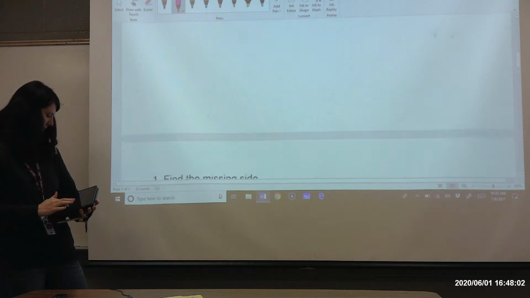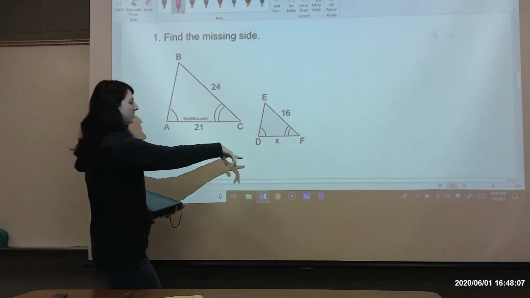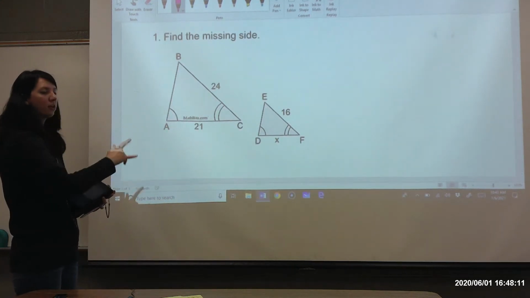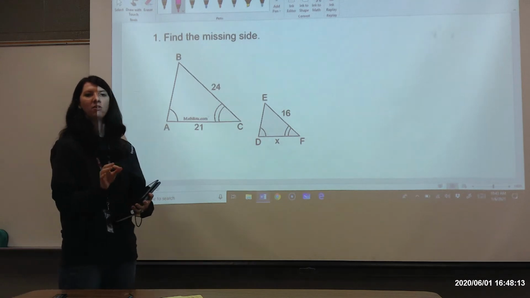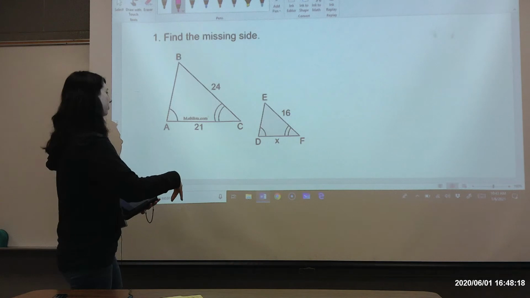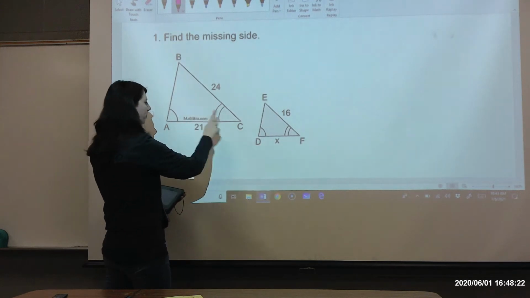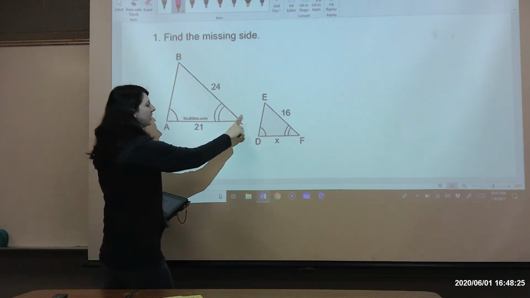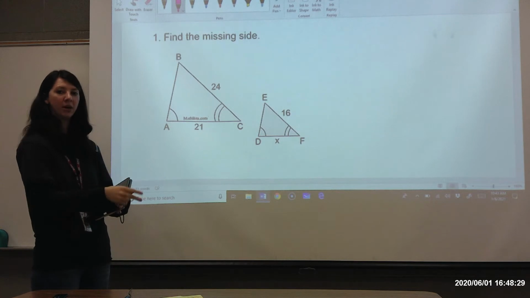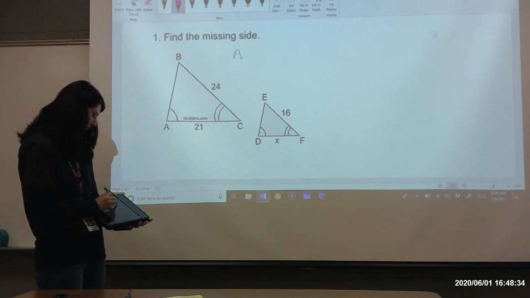So let's look at our first example here. It says find the missing side. Here's our missing side, x, and we want to find it. We have 2 triangles here. Before we can do anything, we need to confirm that they are similar, so we need to think back to our similarity theorems. I see we have 2 angles marked. A and D correspond, and they are congruent. C and F correspond, and they are congruent. We have 2 pairs of corresponding angles that are congruent, so these are similar by angle.